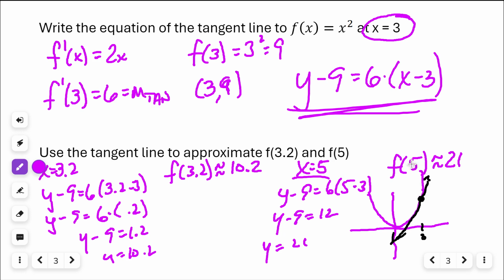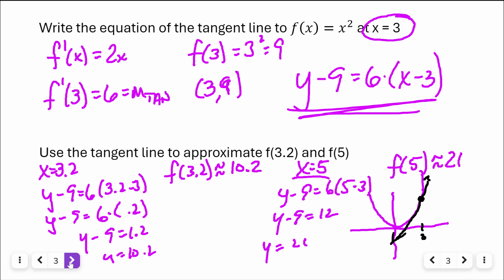But the further away you get from this point of tangency, the worse the approximation is going to be. You can already see it at x equals 5. You're only 2 units away from the point of tangency, but now you're 4 units away from the actual value. And the larger the value you want to approximate with this line, the worse the approximation is going to get. So that's something you need to understand. When we ask you to approximate with a tangent line, we usually ask you to approximate with a value that's very close to the point of tangency.